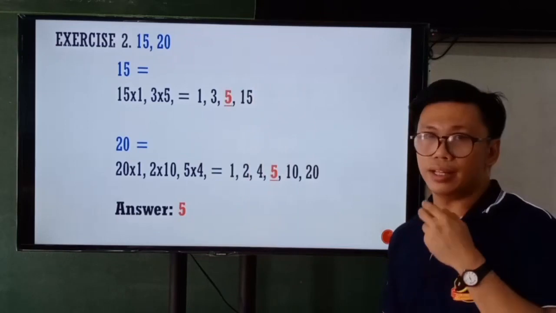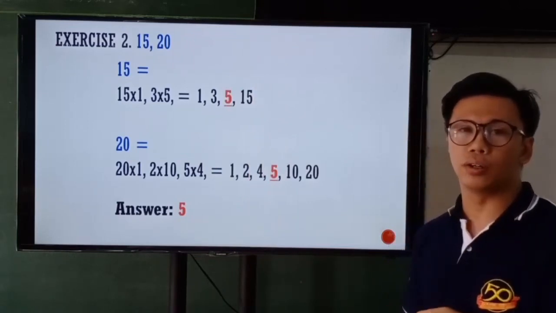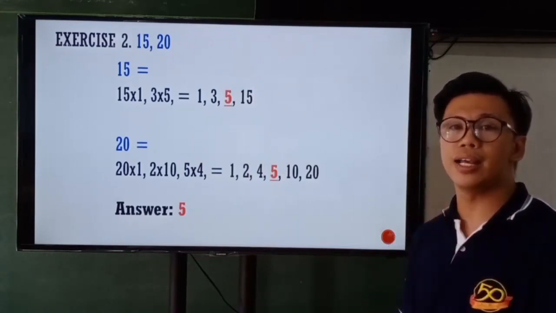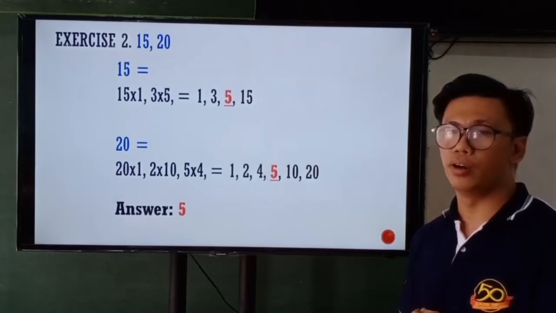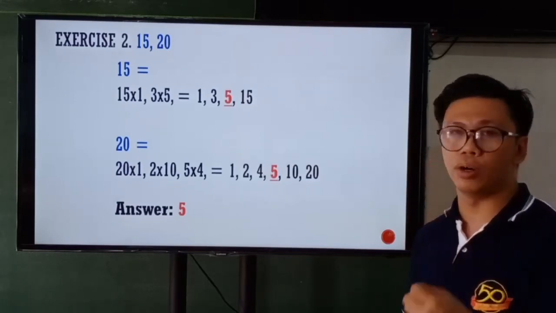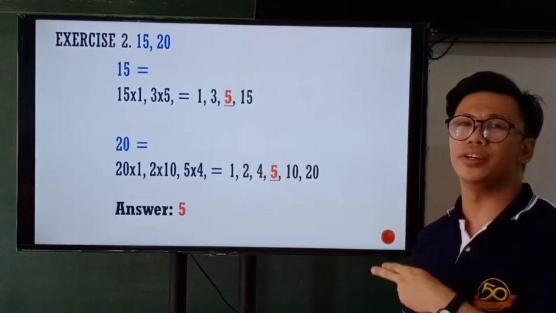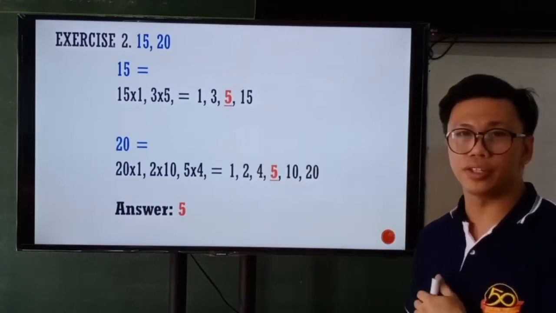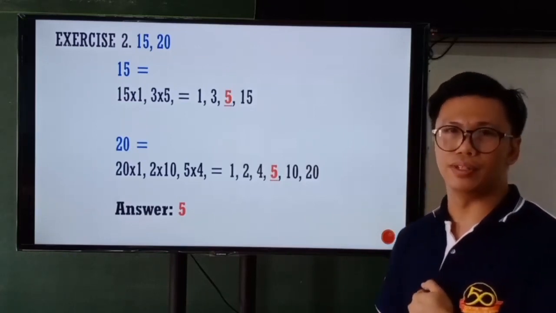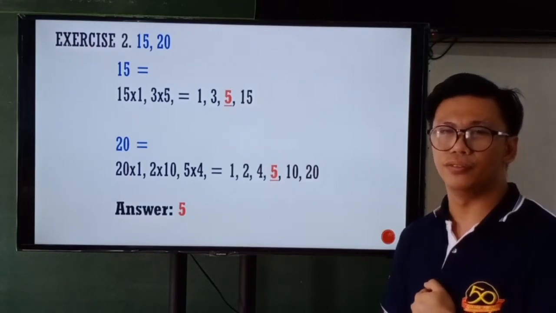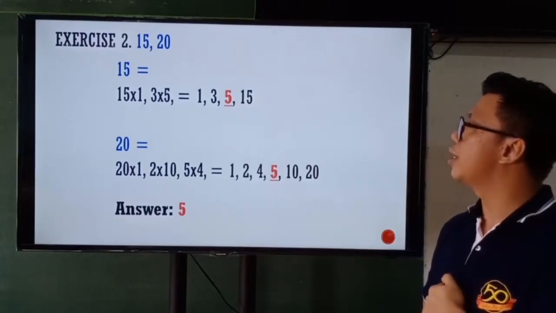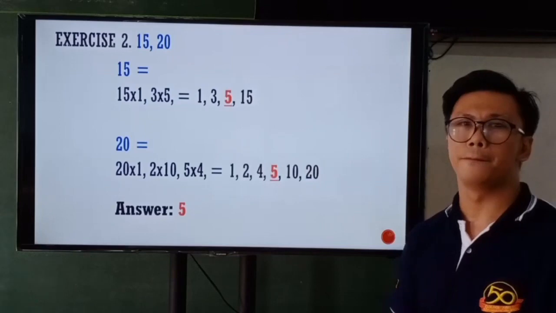So we will now find the highest common factor, or we call it the largest number. Okay? So what is the largest number, 1 or 5? Very good. It's 5. So our answer is 5. Did you get the correct answer? Very good. Now we can go to exercise number 2.